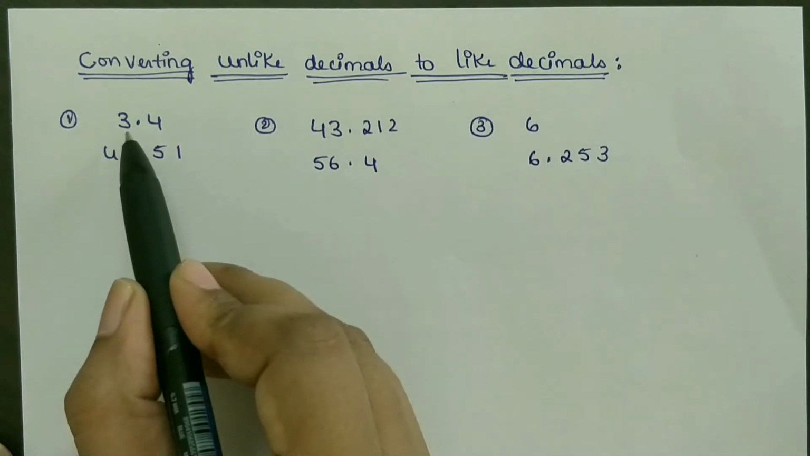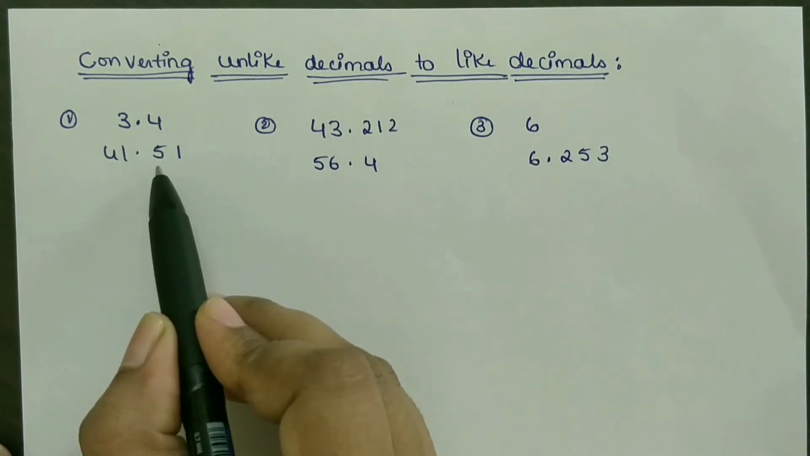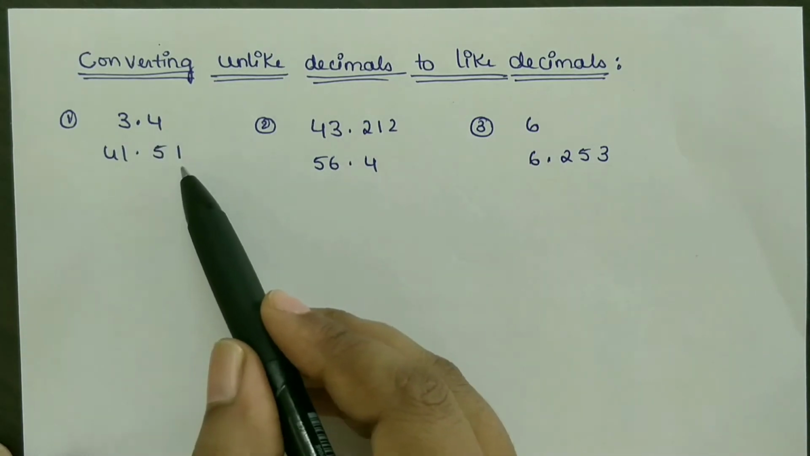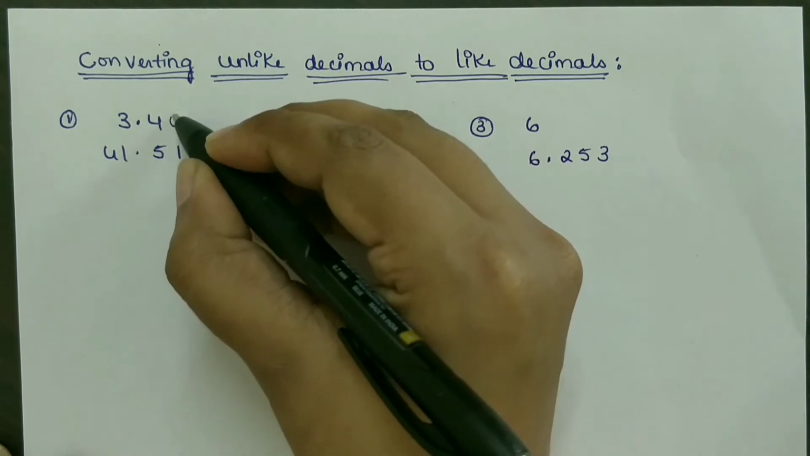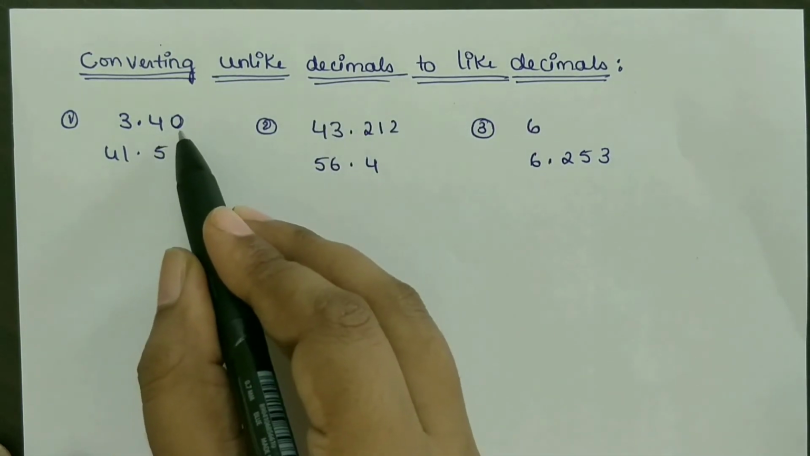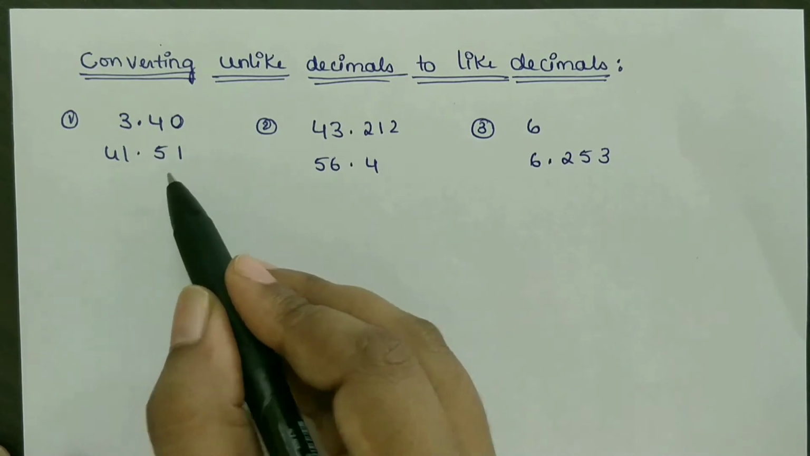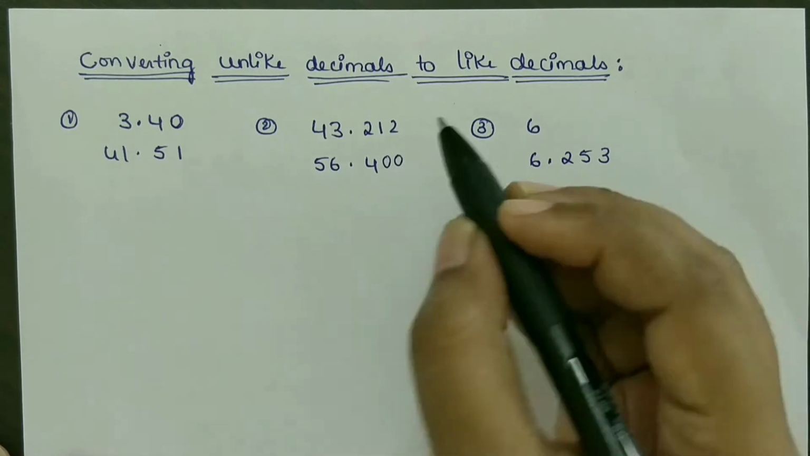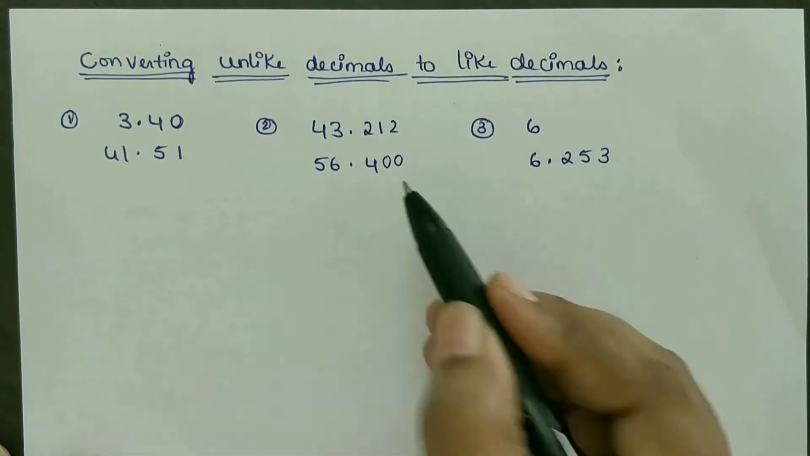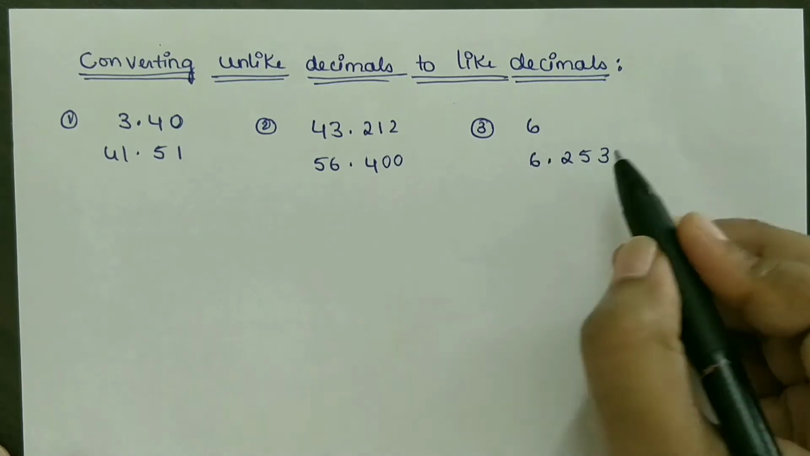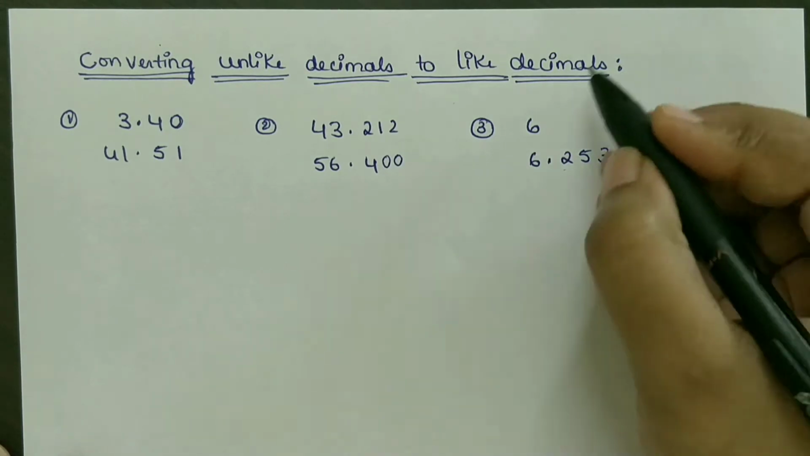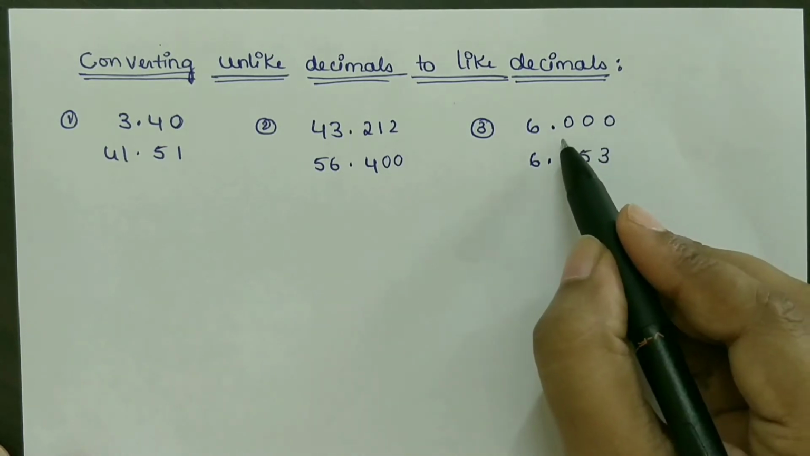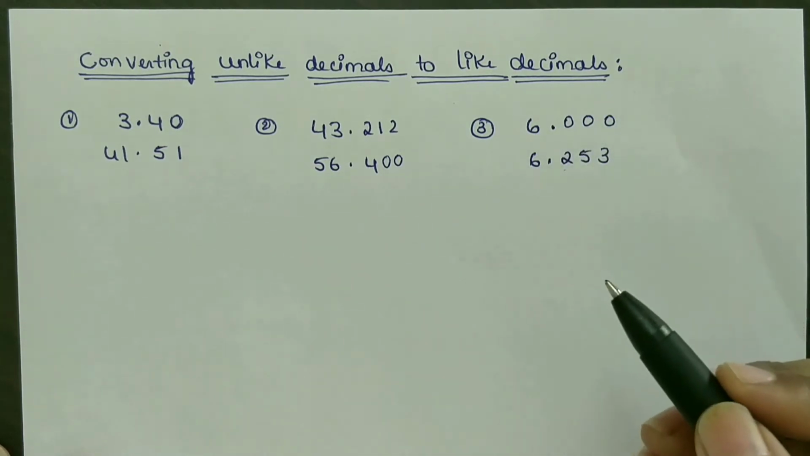Example 1, 3.4, 41.51. In this, one decimal place and here two decimal places. So add 0 in 3.4. So it became 2 decimal places. Here 2 decimal places. In the same way, in this example, add 2 zeros. So 3 decimal places and 3 decimal places. Third example, here 3 decimal places. So put 0.000. Now it became 3 decimal places and here 3 decimal places.